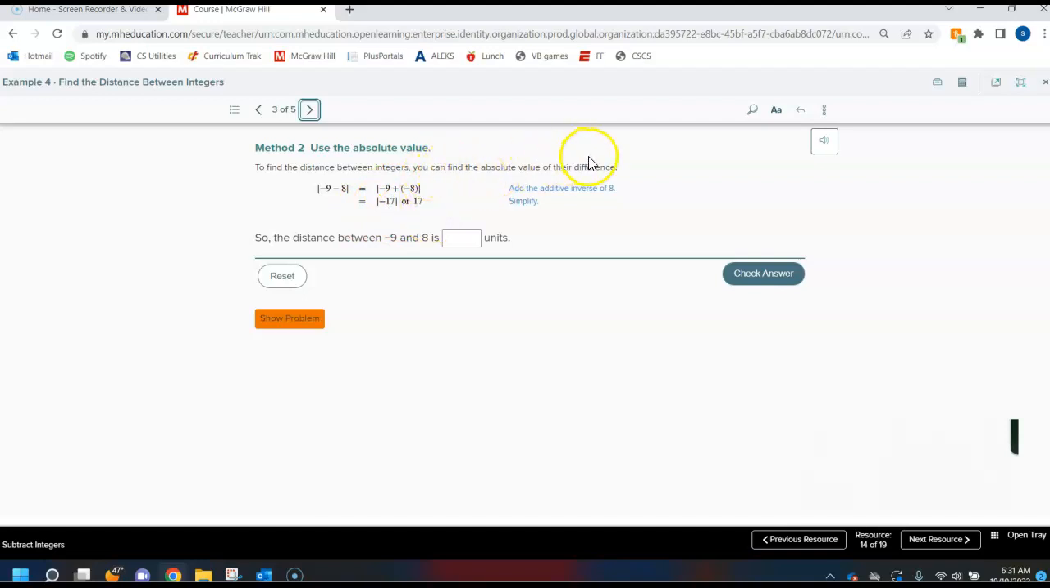So we can find the difference and then take the absolute value of the difference, because distance is really positive. The reason we take absolute value is because it's a positive number. Distance can't be negative, so distance is always going to be positive here.